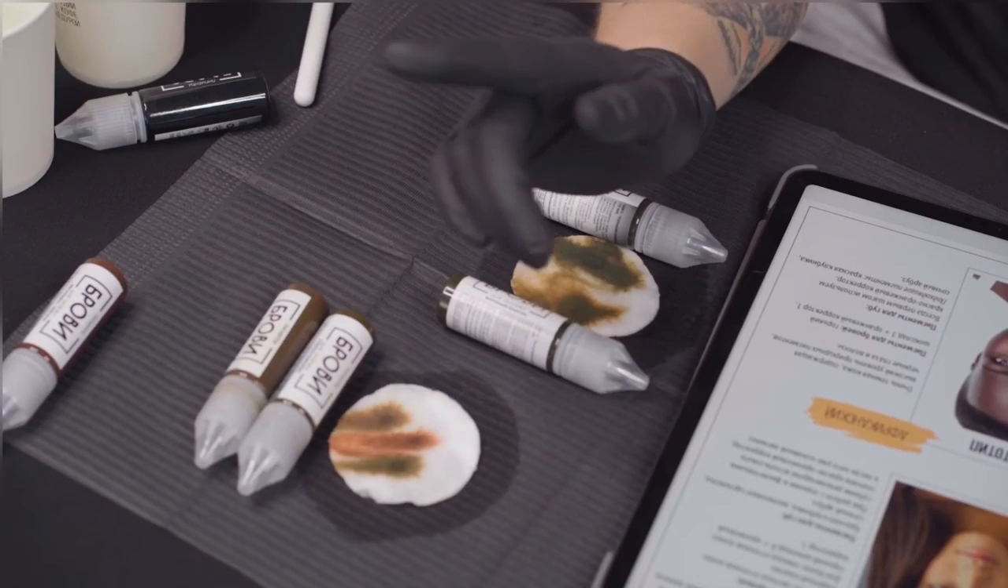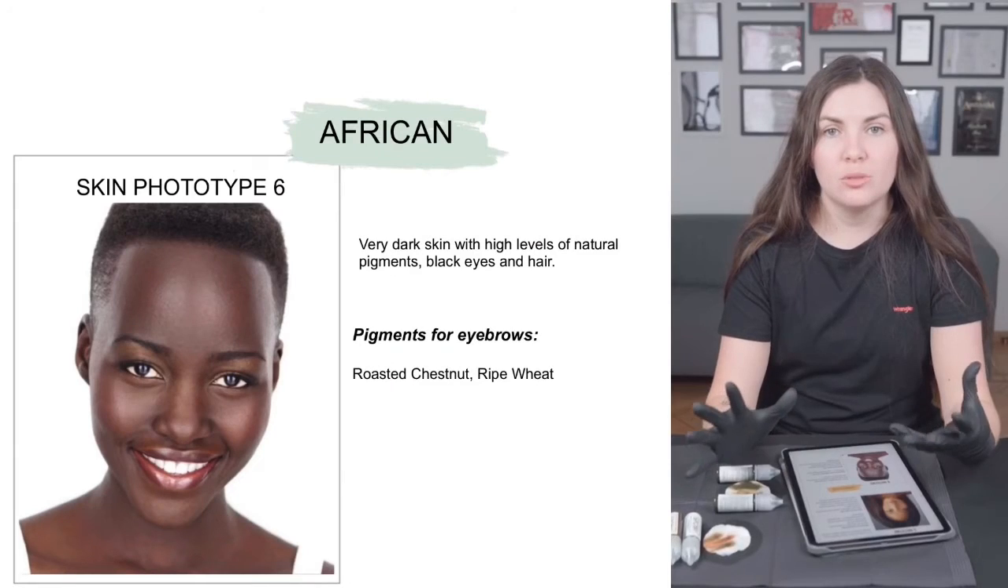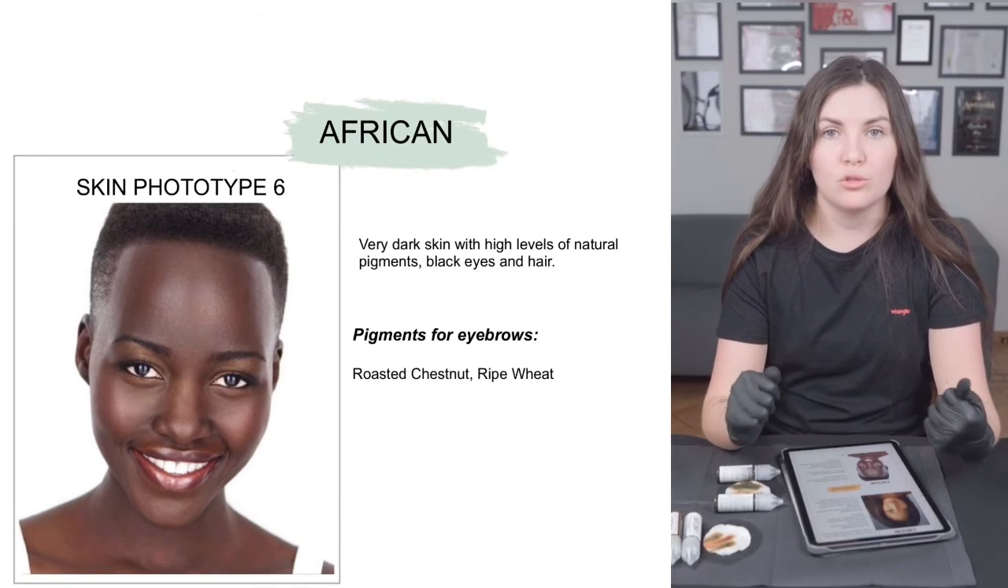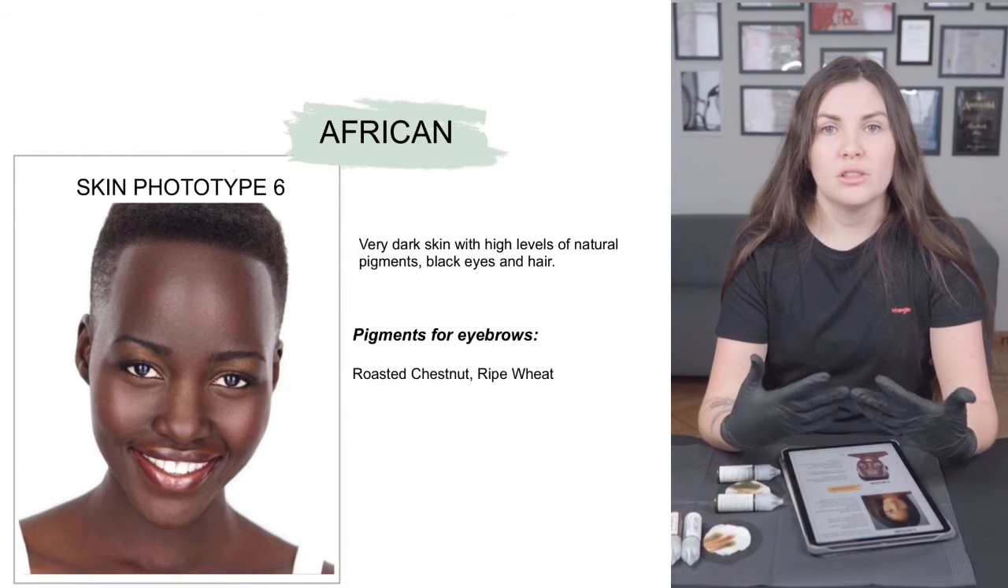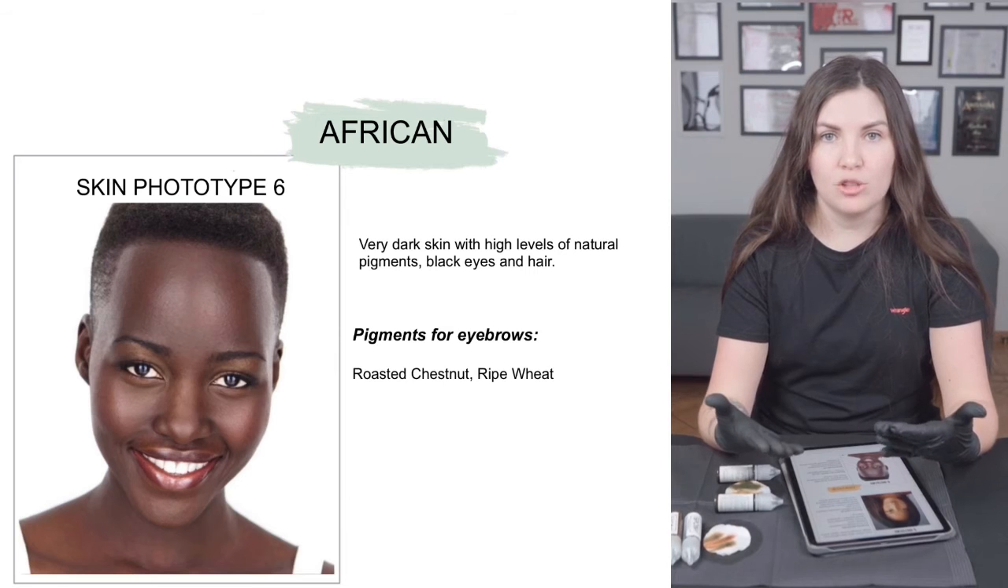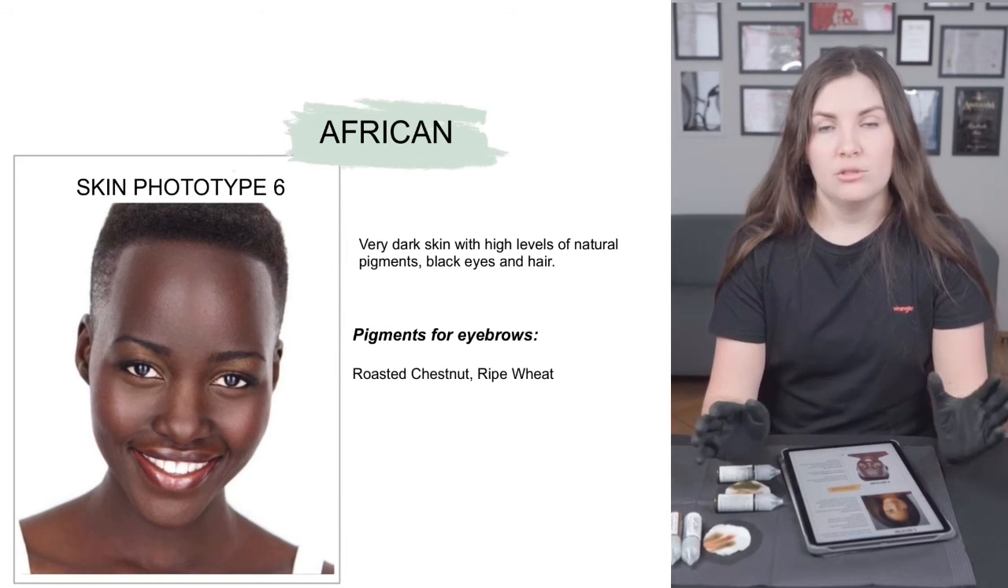And now we have our last phototype. It is 6, African, and it's practically not subject to pigmentation. Why? Because this phototype already has a lot of black and brown eumelanin in the skin, and pretty much won't let us change the skin color at all. This phototype includes lighter and darker shades.